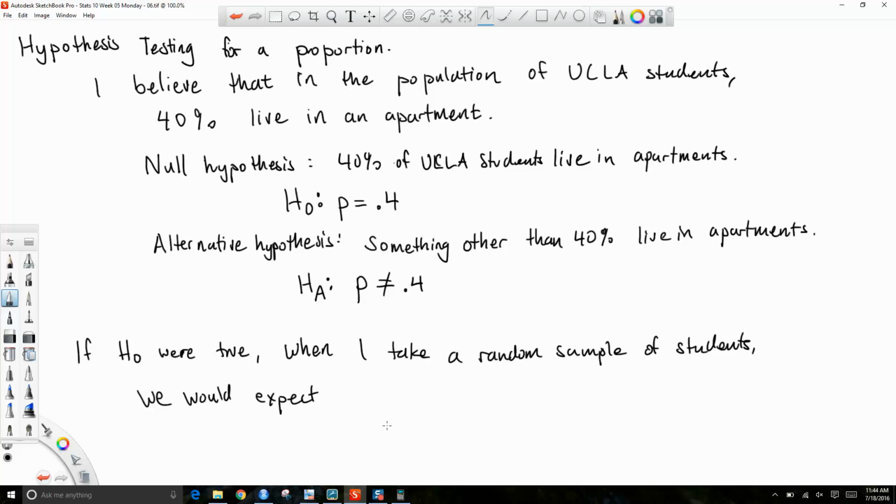What's that? That it would be somewhat close to 40%, right? So if my belief about the percentage of students living in apartments is correct, then when I take a random sample of students, we would expect our p hat, whatever it ends up being, to be somewhat close to 40%. We would expect p hat to end up close to 0.4, right? So now there's this question of what is close to 0.4 and what's significantly different from 0.4.